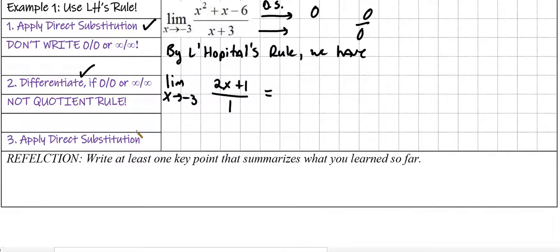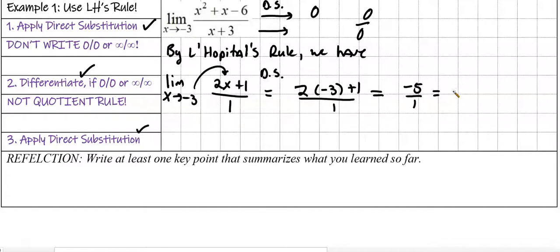Once I have step 2 done, I go to step 3 and apply direct substitution. In this case, I don't need to write limit again. So I'm just going to direct substitute -3, and I get 2 times -3 plus 1 over 1, which is -5 over 1, and that is -5, which confirms the limit value from above. So notice, I computed the same limit as above using L'Hopital's rule. I did not need to use any algebra. So L'Hopital's rule is a cool technique for us to avoid algebraic techniques in finding the limits of indeterminate forms.